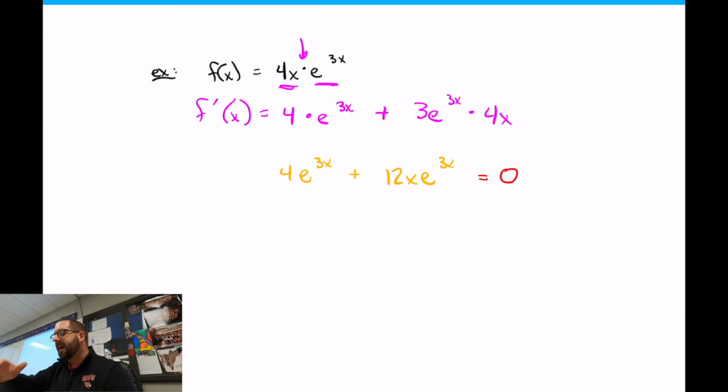So we set this thing equal to 0 to figure out the factors. We're going to factor out e to the 3x, and when I factor that out, I have 4 plus 12x.